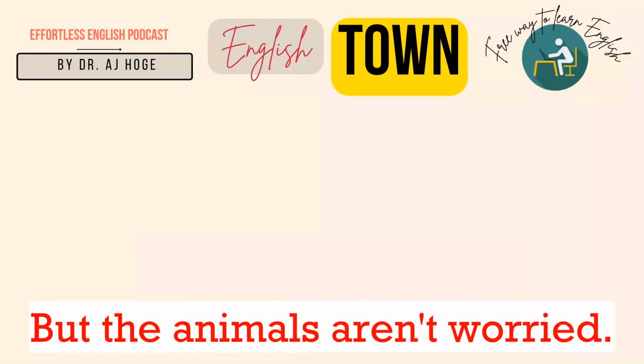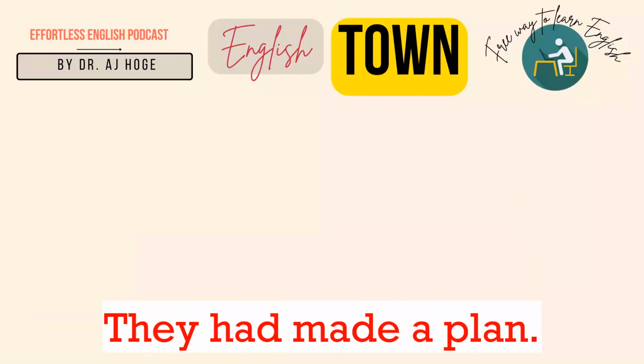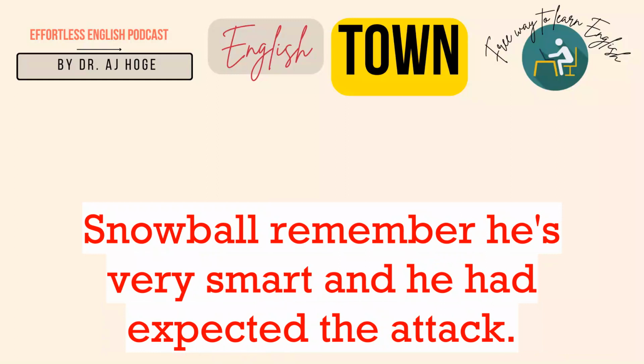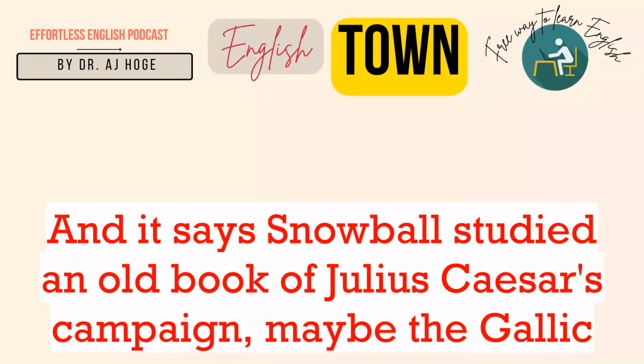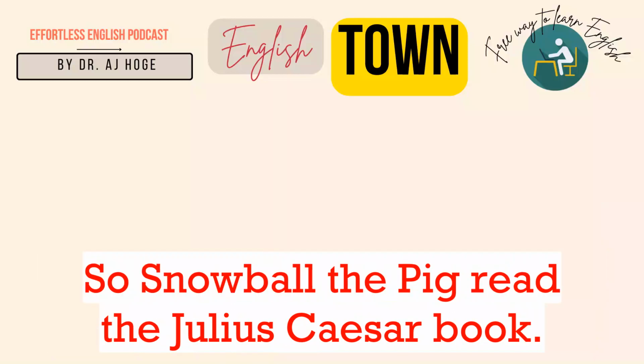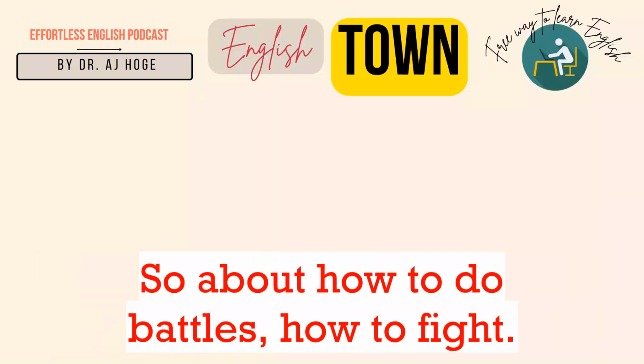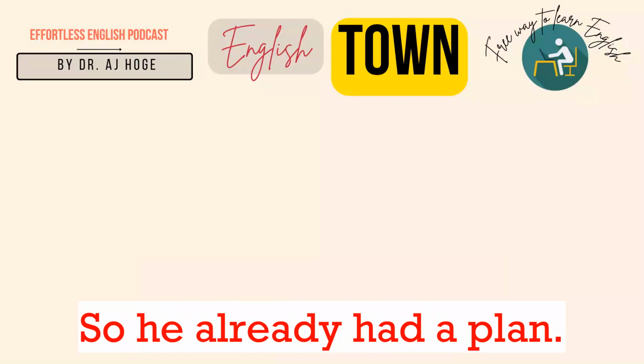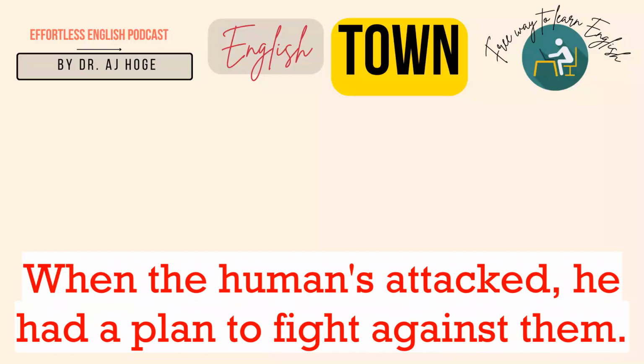But the animals aren't worried. They expected this. They had made a plan. Snowball, remember, he's very smart. And he had expected the attack. And it says, Snowball studied an old book of Julius Caesar's campaign. Maybe the Gallic Wars, I would guess. So Snowball the pig read the Julius Caesar book, about how to do battles, how to fight. So he already had a plan. When the humans attacked, he had a plan to fight against them.